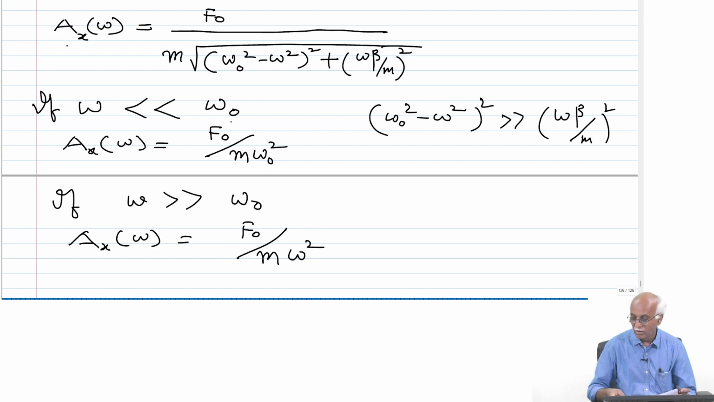So, now how does the photoacoustic signal come into the picture? That is what we will try to see.